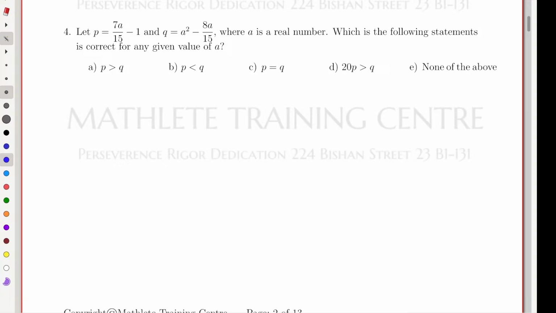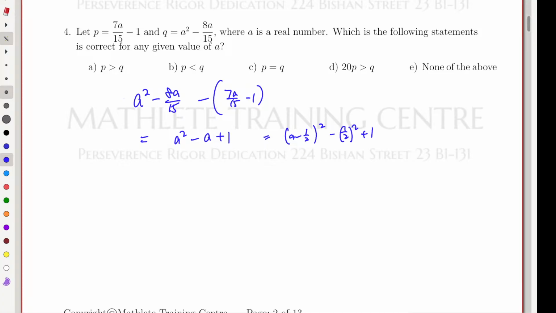But anyway, the idea for this question is to compare these two by subtracting them. If we do a squared minus 8a over 15, subtract away 7a over 15 minus 1, then this is going to be a squared minus a plus 1. And when you complete the square for this, we know that this is going to be (a minus half) squared minus 1 over 4, then plus 1. So it is going to be (a minus half) squared plus 3 over 4. It is bigger than 0. So therefore, q minus p is bigger than 0, so q has to be bigger than p. The answer for this question is B.